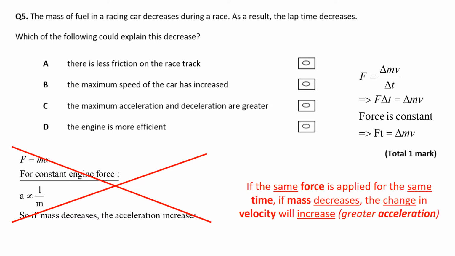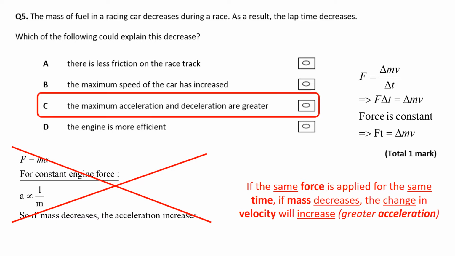So if we apply the same force for the same period of time, if the mass is decreased, that means you'll get a bigger change in velocity. And a larger change in velocity in the same period of time means acceleration is greater. So C is the correct answer, but you need to use the right physics principles to understand it.